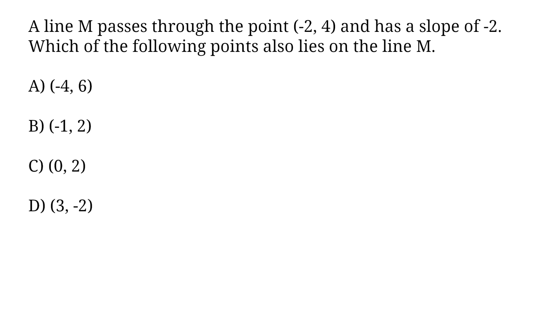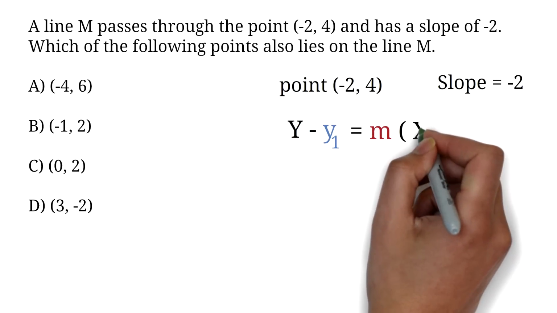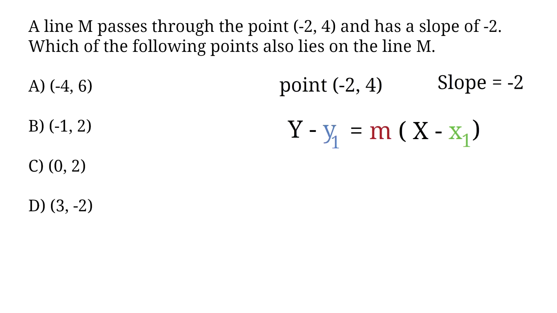Slope questions are also very common on the GED. We have a video on slopes. You can check it for more. For this question, we have been given a point and a slope. So we will start with the point-slope formula, which will be given to you on the GED. Y minus y1 equals m, in parentheses, x minus x1.